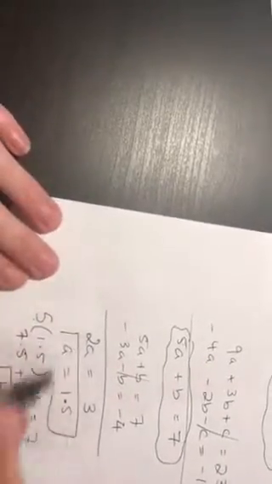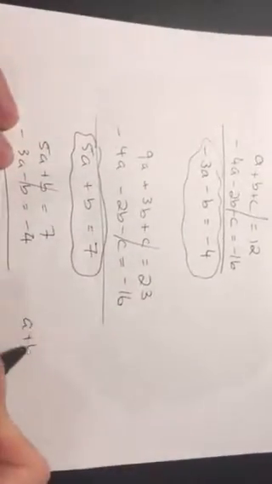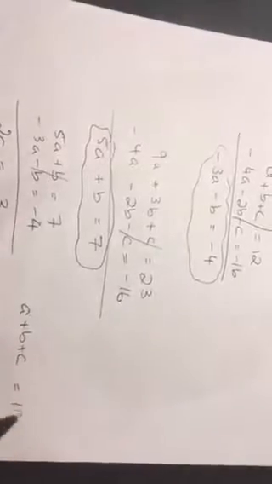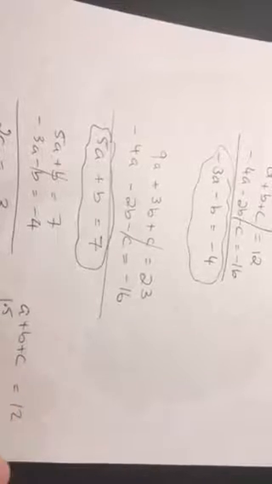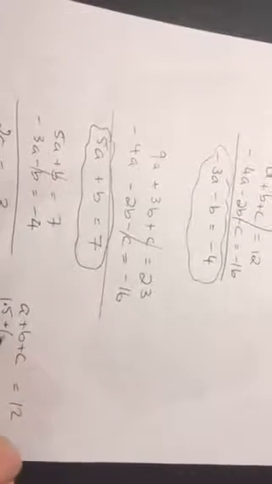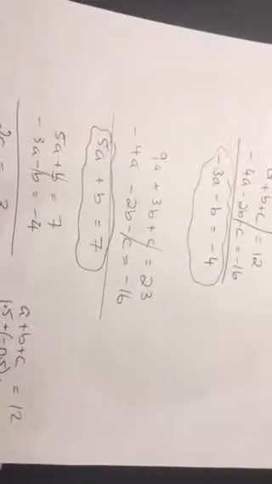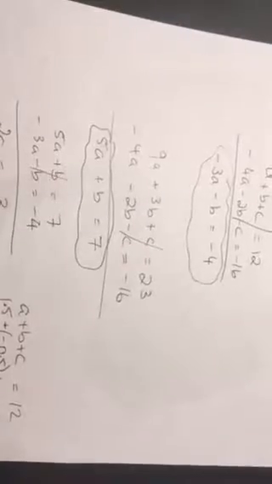So a is that, b is that, and c I can get by going back to the start. A plus b plus c is equal to 12. So 1.5 plus minus 0.5 plus c equals 12. So that gives me 1 plus c equals 12. C is equal to 11.